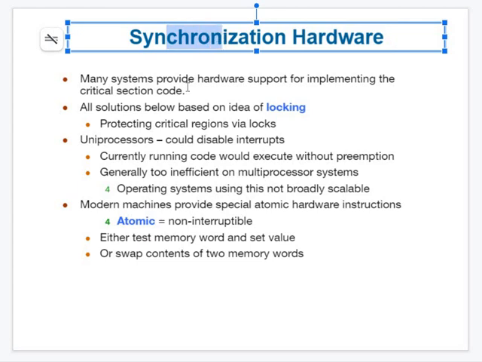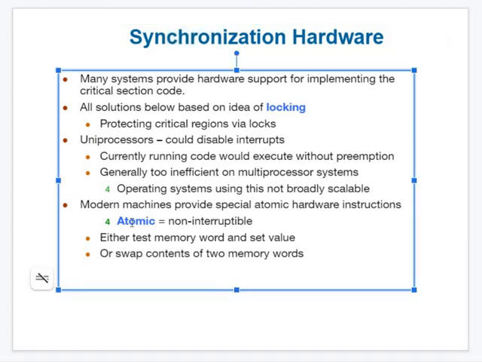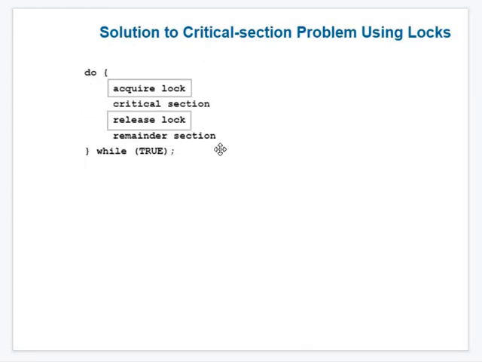There should be something called time. Based upon time, there should be some activities. Okay, so this we can do with the help of atomic operations called locking. So here is the algorithm for the critical section problem using locks.